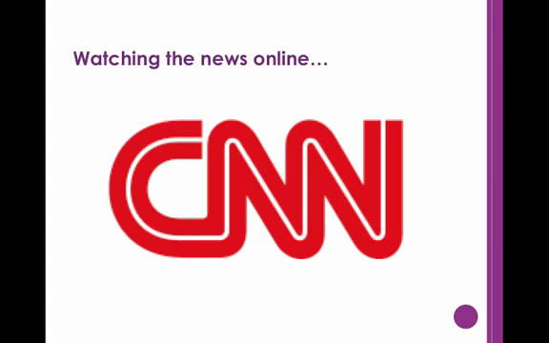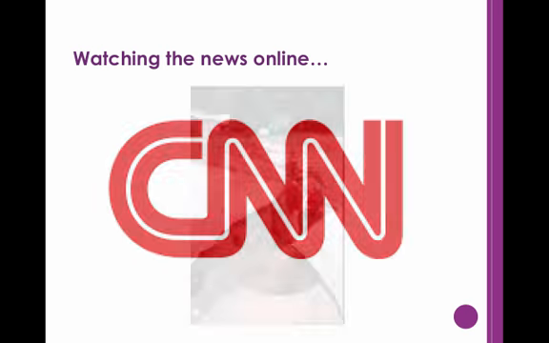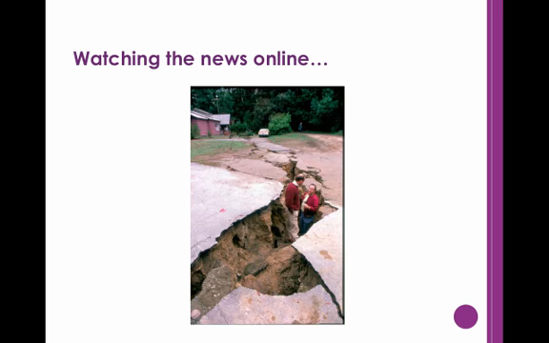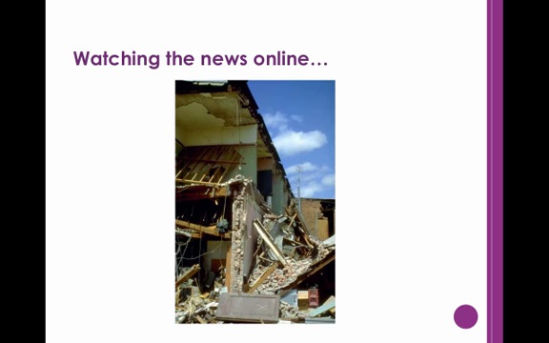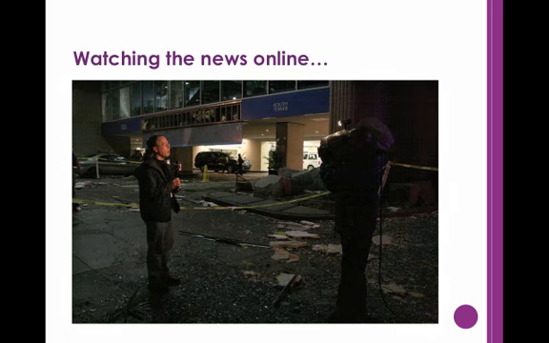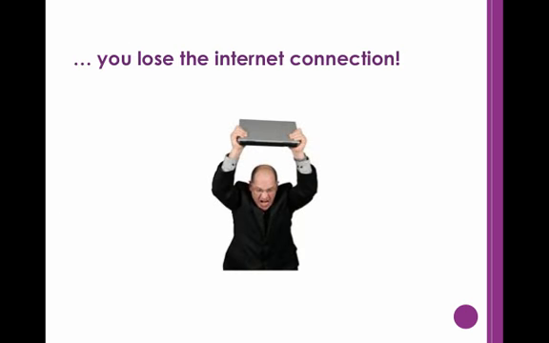Imagine you are sitting at your computer watching a live news feed from CNN.com. The reporter is explaining that there has been a catastrophic earthquake in California. You begin to worry because you have relatives in California. Just as the reporter begins to list the counties affected by the quake, you lose power and your internet connection.